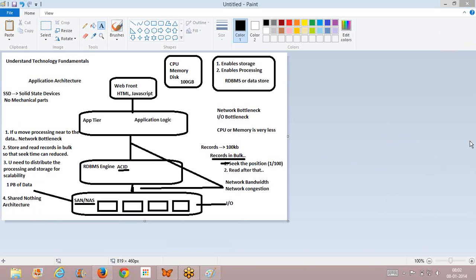One question, Arthur. Right? In shared nothing architecture as well, the processing should be shared, right? Then how do I know where my records are getting stored?